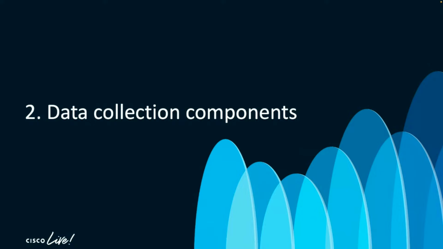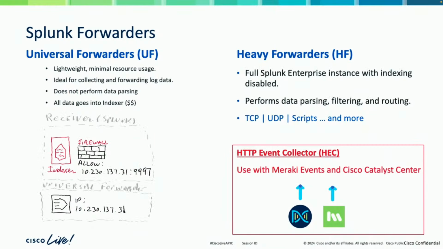We have Splunk running. Now we want to start getting data into Splunk. We have a couple of options for data, and I want you to understand this. Splunk has two different kinds of forwarders: a universal forwarder and a heavy forwarder. A universal forwarder, think of it as a bus that transfers data from point A to point B. A UF is lightweight, with minimal resource usage, ideal for collecting and forwarding log data.